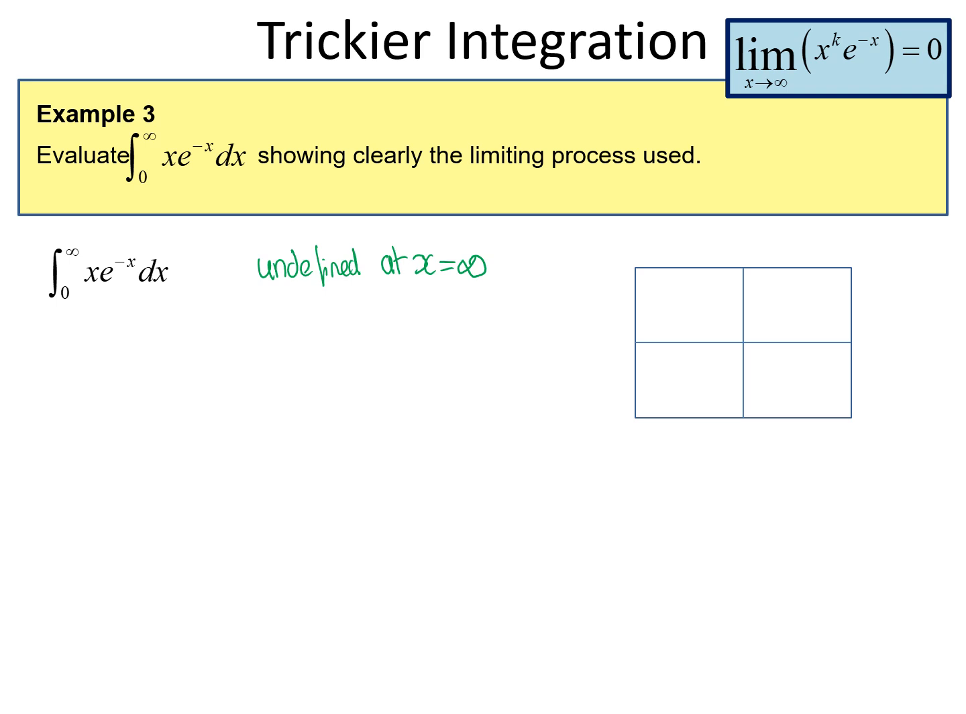So we replace that with the p. So I've got the integral from p to 0 of x e to the minus x. Now you've probably noticed there's no relationship between these two functions of x. Therefore we should use integration by parts to integrate.